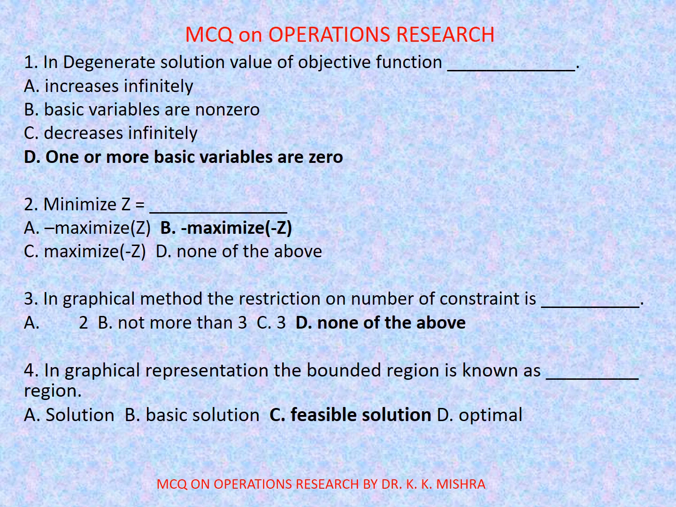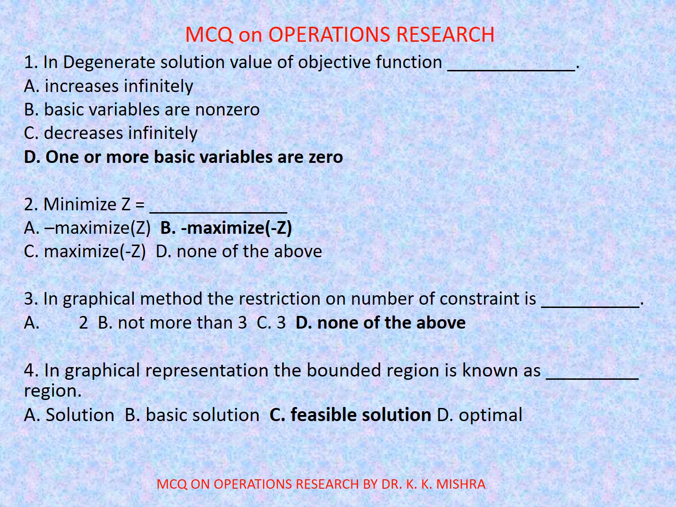Question number 1. In degenerate solution, value of objective function dash. Options are A. Increases infinitely, B. Basic variables are non-zero, C. Decreases infinitely, D. One or more basic variables are zero. Correct option is D. One or more basic variables are zero.